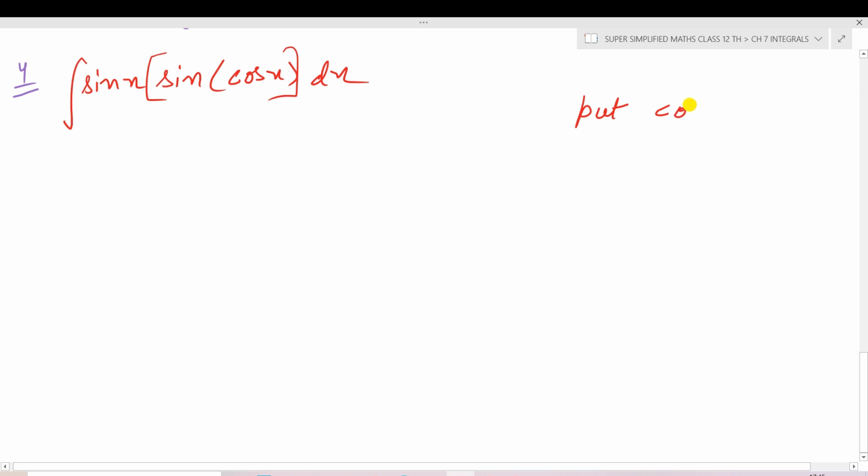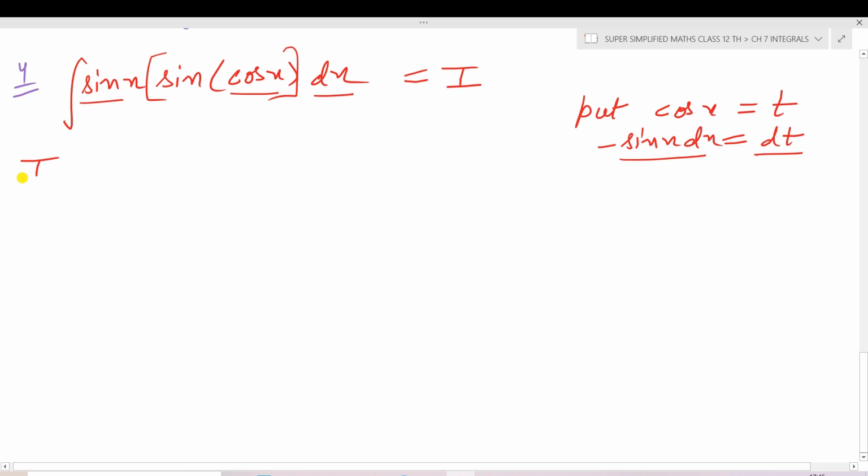If I put this cos x to be t, I have substituted this cos x. Differentiating both sides, minus sin x is equal to dt by dx, and we cross multiply this dx here. So I got sin x dx can be replaced by minus dt. So your integral becomes minus, I can take outside, and dt.